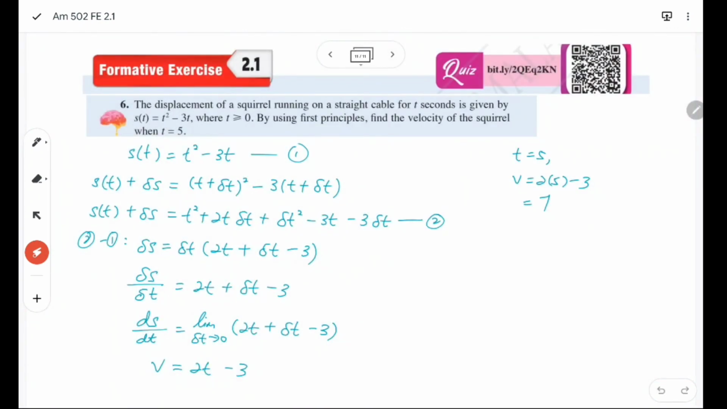Number 6. The displacement of a squirrel running on a straight cable for t seconds is given by s(t) equals t squared minus 3t, where t is greater than or equal to 0. By using first principles, find the velocity of the squirrel when t equals 5. So we need to find velocity, which is the derivative of the displacement with respect to time. So it's actually the difference of displacement divided by the difference of time, right?